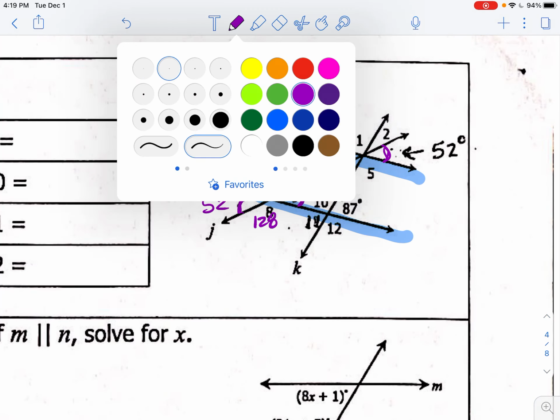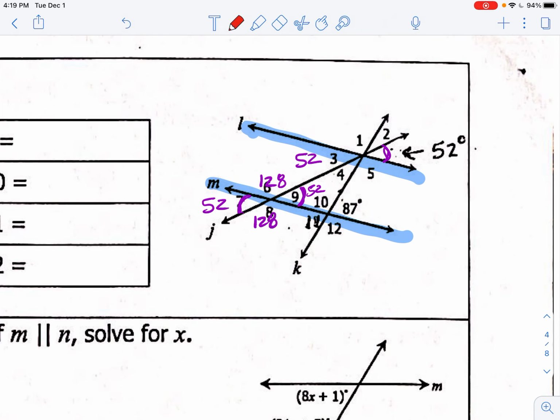Let's work on, change my color. I know that this angle is 87, so this is a linear pair here, and 87 is also vertical from 11. So let me go ahead and call this 87, and then subtract from 180, and I'll get 93. Vertical from angle 12, so this is also 93.